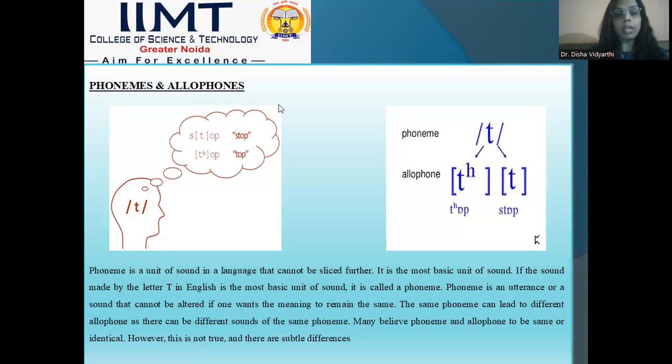But if you can see here, two words are written: stop and top. If you pay attention, with the t there is a little h, like the square we write in mathematics, a little h is written here. When we mark an h on a particular phoneme or sound, it means we are producing a little aspiration, or flow of air.